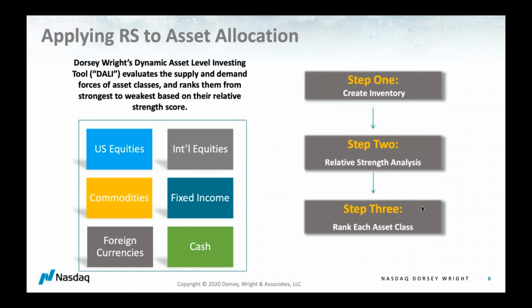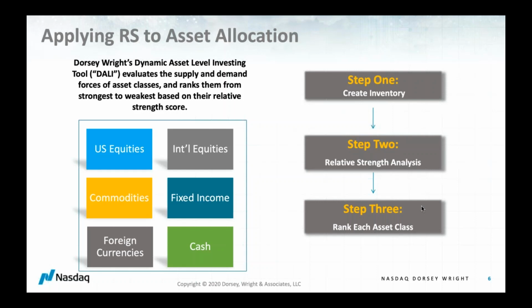But another way that we have the ability to apply relative strength here is through what we call the DALI tool. That stands for Dynamic Asset Level Investing. This is going to be a tool that we use to rank the 6 broad asset classes that you see here: U.S. equities, international equities, commodities, fixed income, cash, and currencies amongst one another. So instead of comparing just 2 individual things on a relative strength chart, we're creating an inventory of names in each of these asset classes and stacking up each of those names against one another on individual relative strength charts. Now, you can think of it almost like an arm wrestling match.